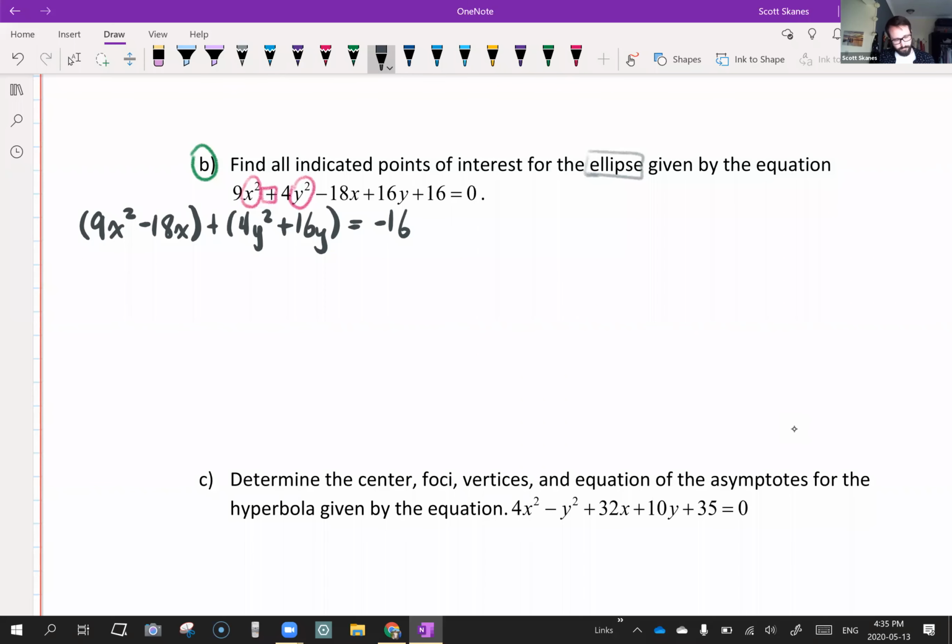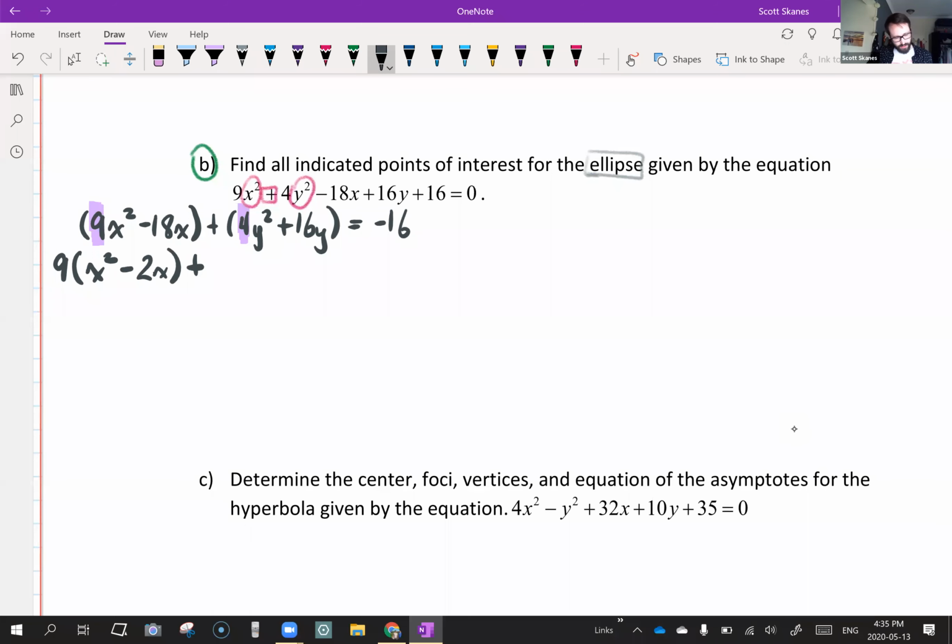Notice here that we have a 9 in front of the x squared and we have a 4 in front of the y squared. That's not a good thing. We have to factor it out. And by factor it out, I mean you take the 9 outside the brackets. So 9x squared divided by 9 is that. What's 18 divided by 9? Well, it's 2. So minus 2x. You're just factoring it out. If you multiplied it back, you would get the same thing as you started with.